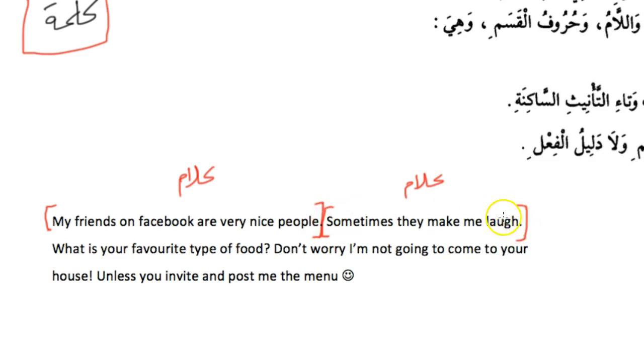You've understood something. And from there, where would you say is a nice place to stop? You would say up to food: what is your favorite type of food? So that's a nice place to stop. Hence, all of this you'd call a kalam.